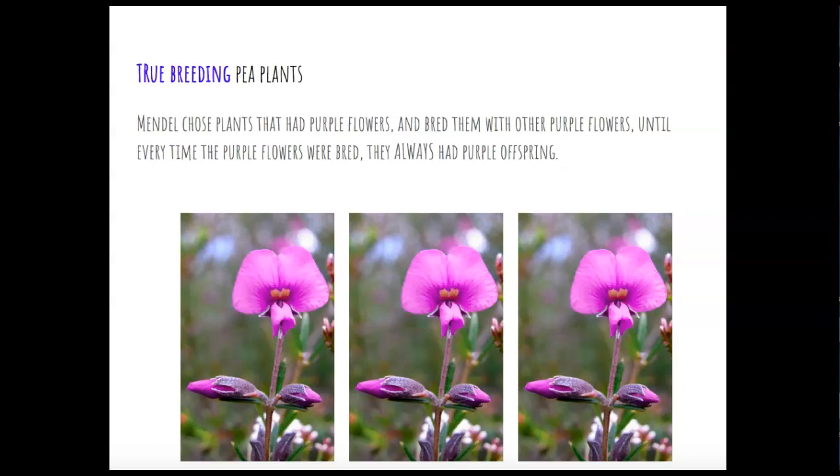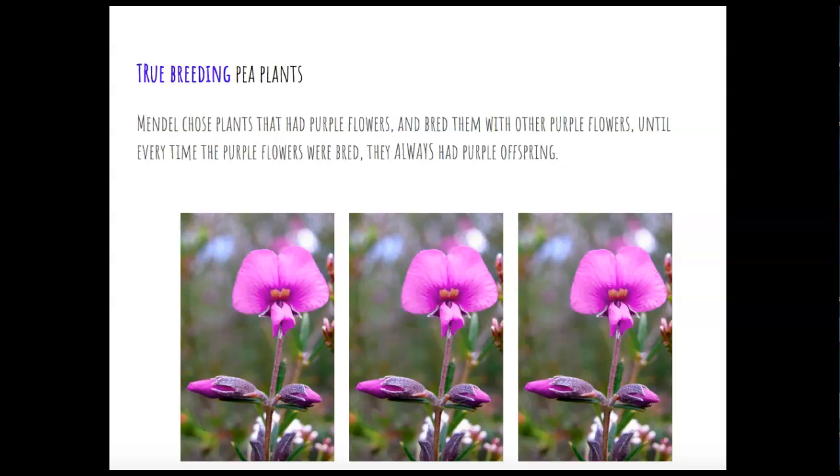So again, a true breeding pea plant or a true breeding individual is an individual that is homozygous for its trait. In his experiments, Mendel chose plants that had purple flowers and bred them with other purple flowers until every time the purple flowers were bred, they always had purple offspring. And that was how he was able to determine and ensure that he had true breeding purple pea plants.